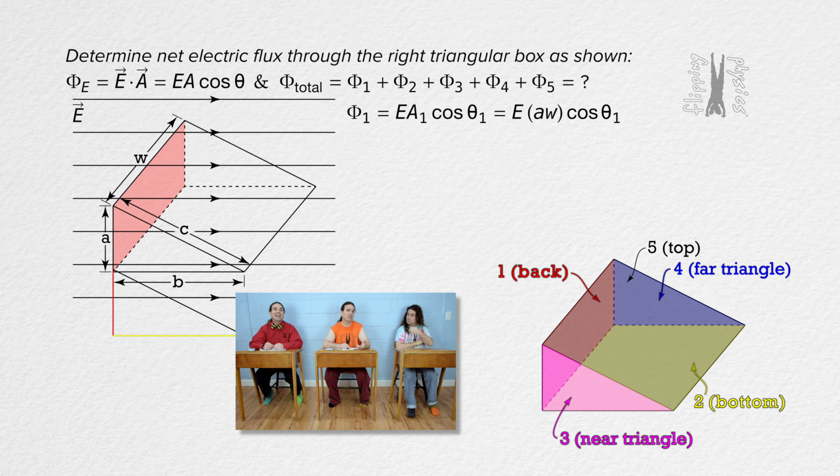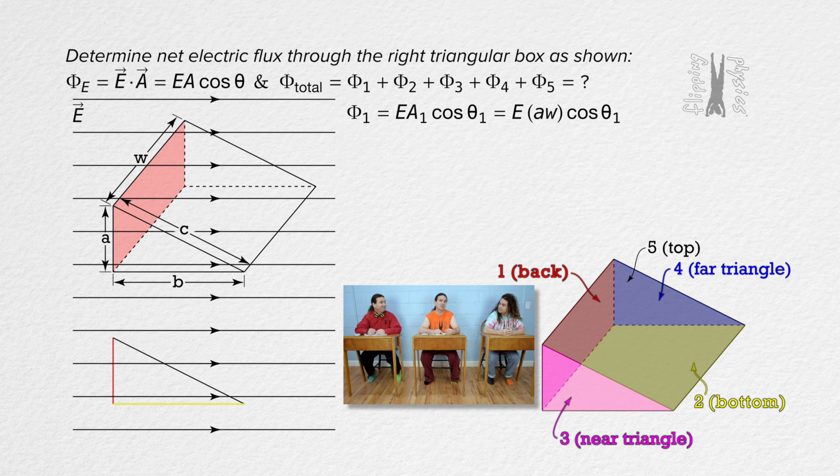And the area vector for area 1, is that area vector to the left or to the right? I know the area is normal to the plane of the surface, however, that could be to the left or to the right. Area vectors are always directed outward for closed surfaces. Area vectors are always out of closed surfaces. That means the area vector for area 1 is to the left, the electric field is to the right, and the angle between to the left and to the right is 180 degrees.